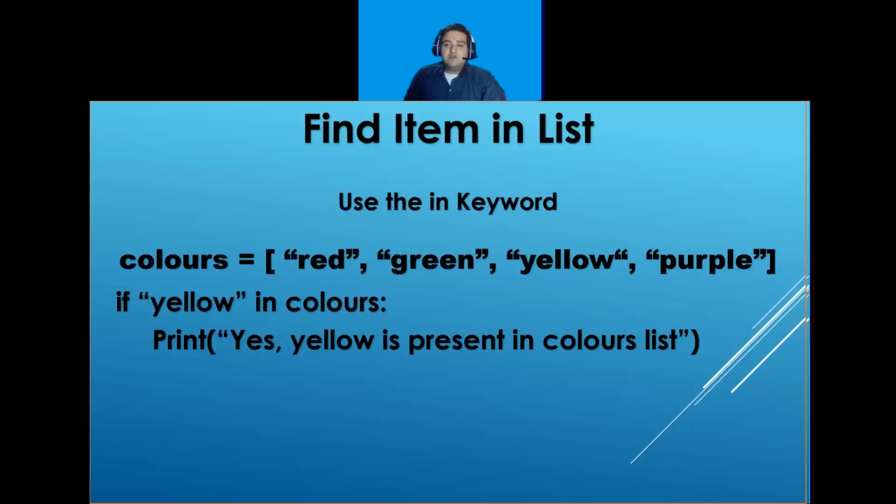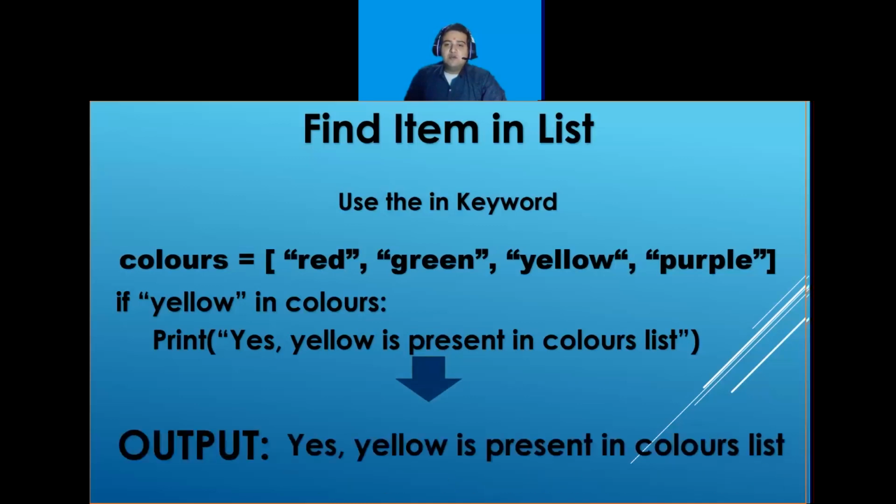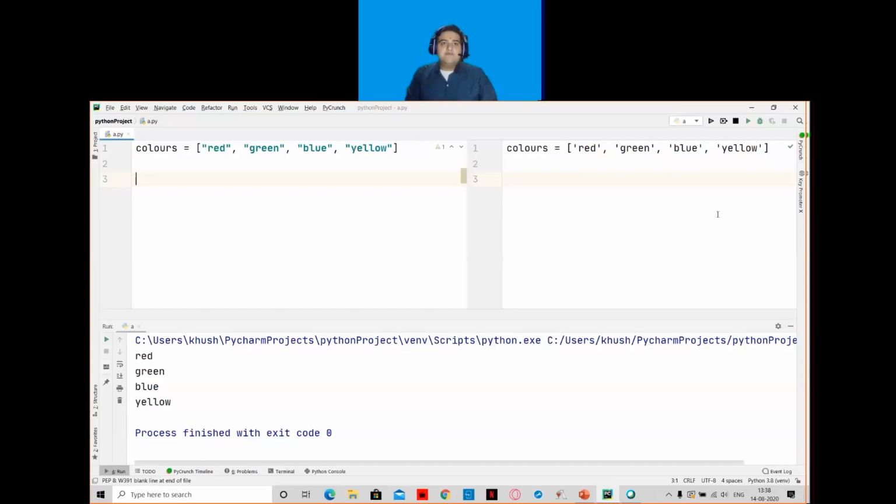So you also have to remember the indent here. If I run this program with the print function, it will give me my output as yes, yellow is present in colors list. Here is my list, and from this list I have to find whether the blue color, or blue element, or you can also say blue item, is present in my list or not.